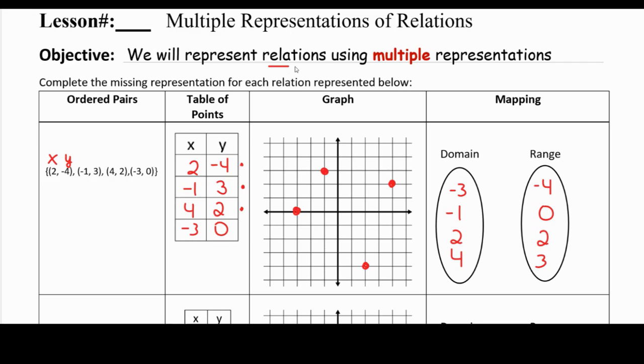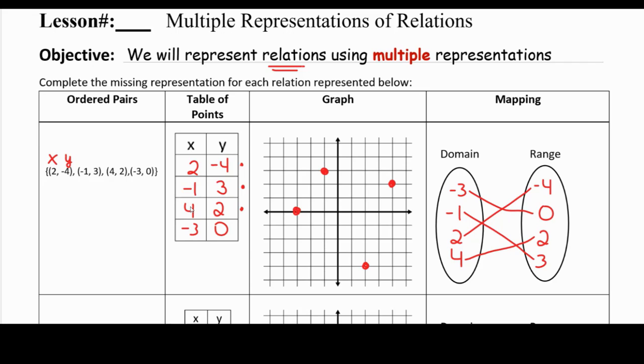That's why they're called a relation, because the number x relates to another number y. So in this case here, 2 relates to negative 4. Then we have negative 1 relates to 3. And then we have 4 relates to 2. And the last one, negative 3, relates to 0.